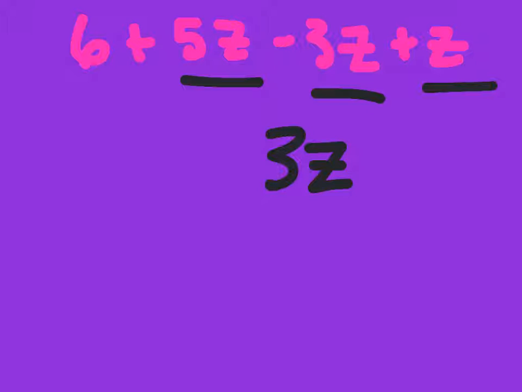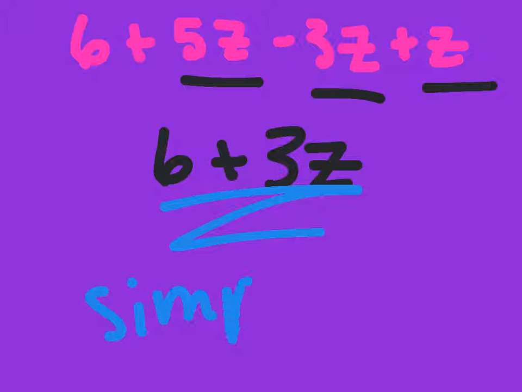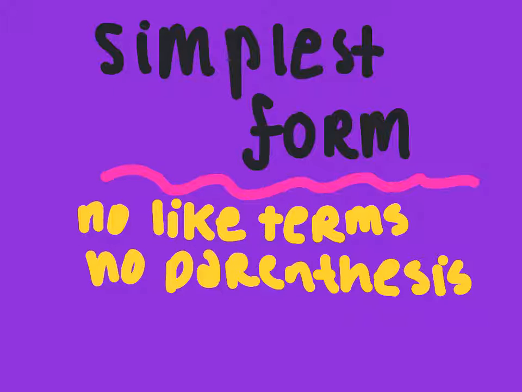Then I bring down the 6, and this becomes 6 plus 3z, and that is in its simplest form because there is nothing left to combine. There are no like terms and no parentheses. So just a quick reminder: simplest form, no like terms, no parentheses, absolutely nothing left to combine, then you just leave it. You don't touch it, you don't do anything, you just leave it in its simplest form, alright? Great, guys.